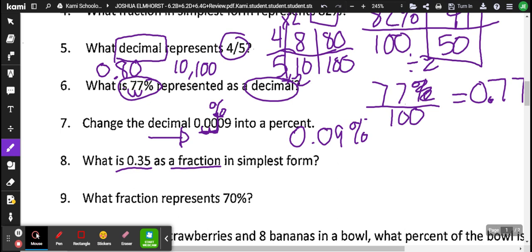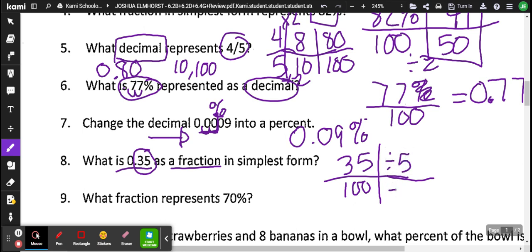35 hundredths as a fraction, 35, and then you're going to write it in hundredths place value. And it looks like you can divide both of these by 5. So what's 35 divided by 5? 7. And what's 100 divided by 5? 20. So we got 7 out of 20.